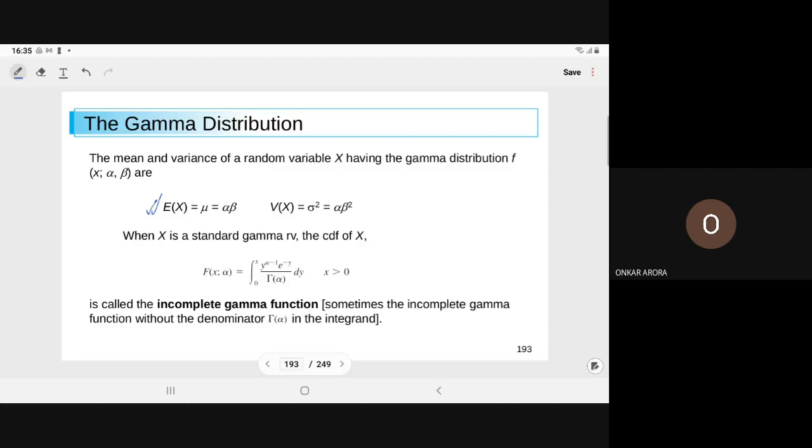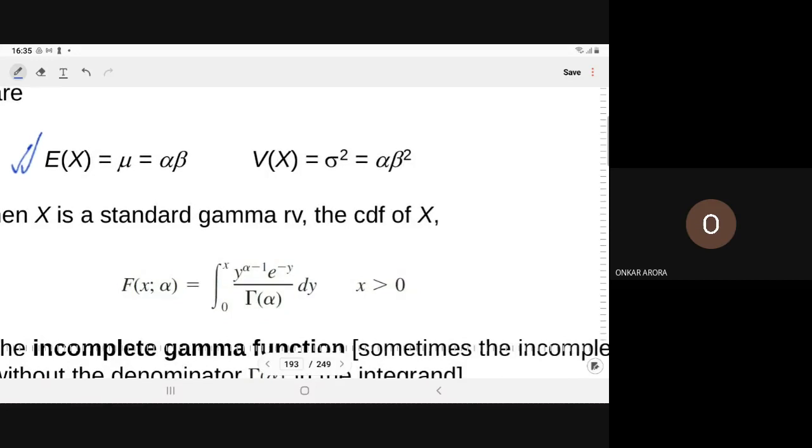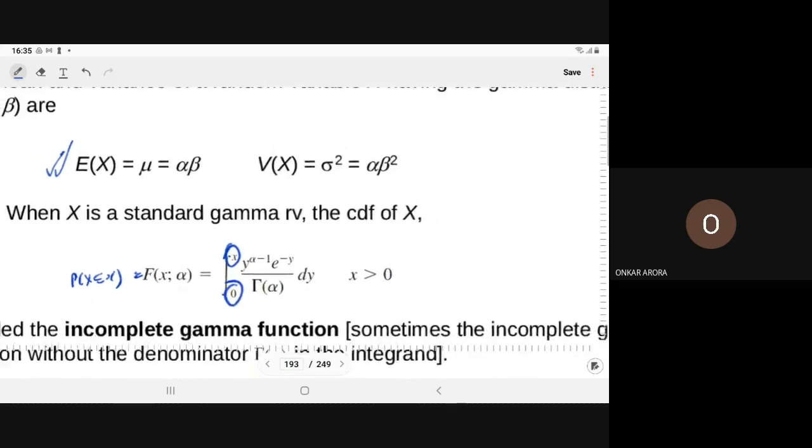So we have the CDF of the standard gamma distribution in our book. In that case, what is the CDF? We have to compute what is the meaning of the CDF. It is the probability X less than or equal to x, which means you have to integrate from the initial point up to that point. So the integral from 0 to x of f(x). What is f(x)? It is x to the power alpha minus 1, e to the power minus x, upon gamma of alpha, with respect to x.